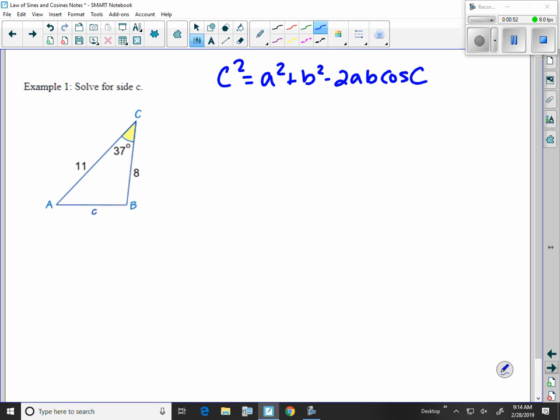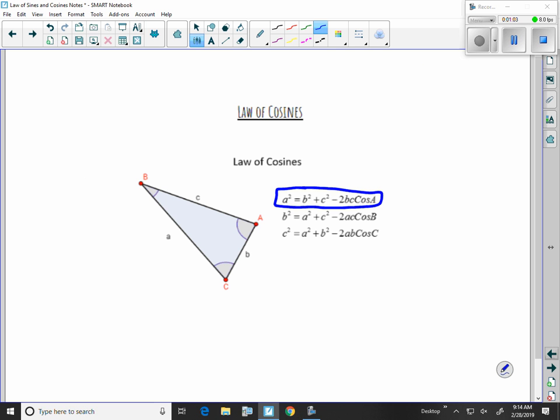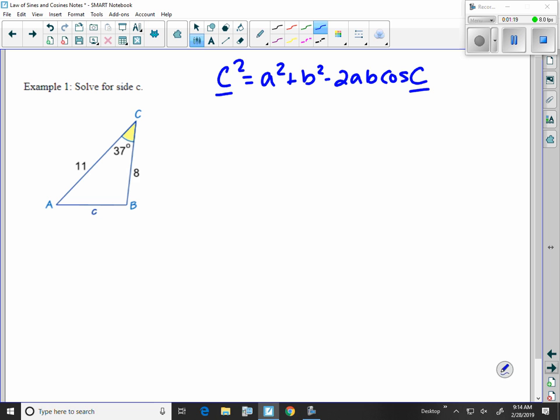Now, there is a difference between this c and this C. The lowercase letters in all of these are sides. The lowercase is the sides, uppercase is the angle. The only place that you can locate an angle is at the very end of each formula. So the angles are only on the end. So here, if we're looking for side c, this right here is the variable that we're going to be solving for.